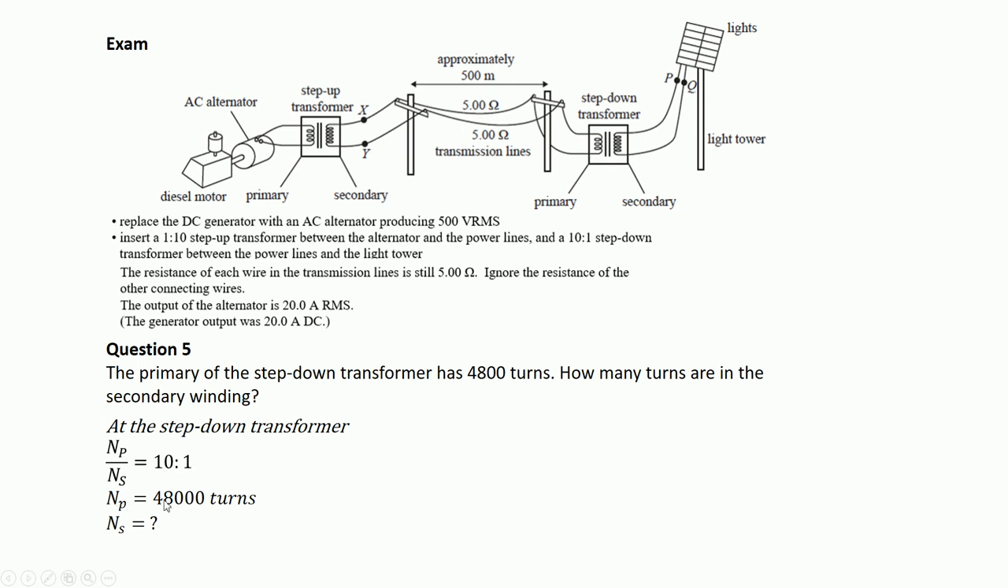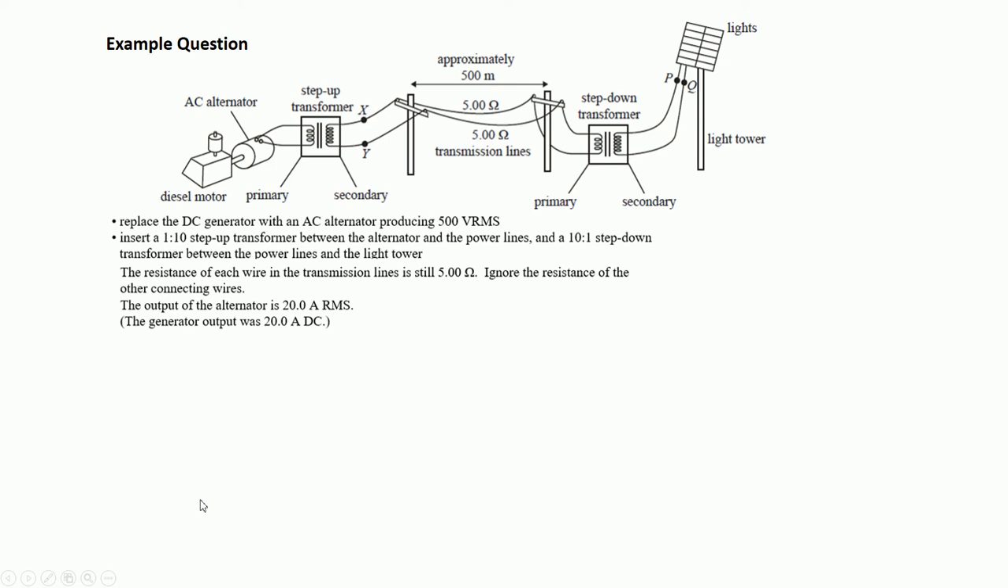Our primary turns, we had 48,000. I don't think that's right. It was 4,800, my typo, sorry. And we want to work out the number of turns in the secondary. So again, the number of turns in the secondary to the primary is a 1 to 10. So it drops down by a factor of 10 because it is in fact a step-down transformer. So it will have 480 turns. My mistake for putting in 48,000 turns. It can be a bit misguiding.